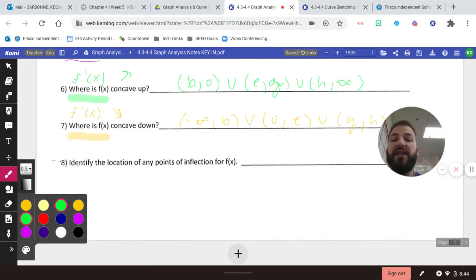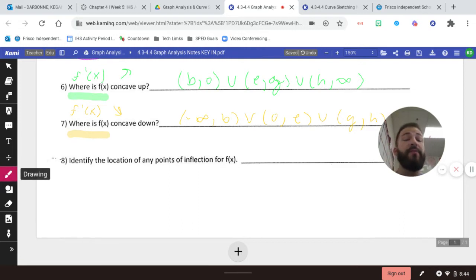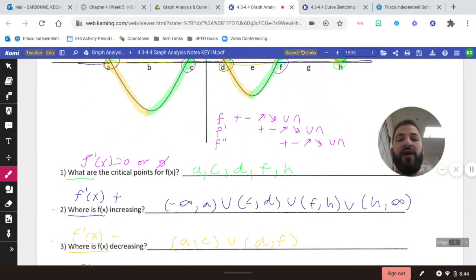Okay. Now this very last one, identify the location of any points of inflection for f of x. Points of inflection, remember, we usually get that information from our second derivative. Points of inflection occur when our second derivative switches signs. So looking at our calculus house, if I'm going from positive to negative, or negative to positive on f double prime, what's going to be happening on f prime? I'm going to be switching between increasing and decreasing. So my points of inflection on f can come from a sign change on f double prime or an increasing-decreasing change on f prime.